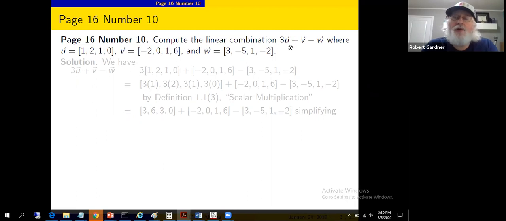Compute the linear combination, a word to be defined deeper in the section, but we need to do some examples now. I've stated the question as it appears at the end of the section. The linear combination 3u plus v minus w. All right. I want to say we only do two things with vectors. We add them together and we multiply them by scalars.